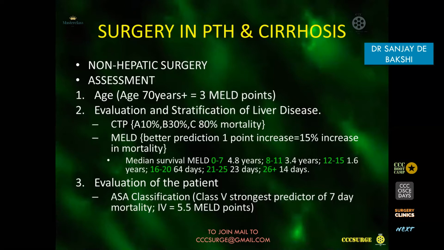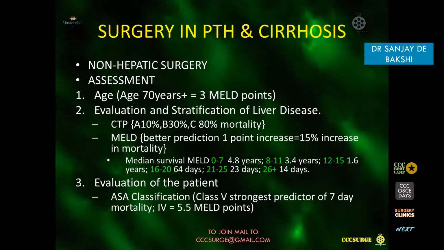The MELD gives you a definitely better prediction. Every point of increase, this is a very important point to realize, every point of increase leads to a 15% increase in mortality. And for the median survival for MELD, 0 to 7 is 4.8 years, 8 to 11 gives you 3.4 years. 12 to 15 MELD points give you 1.6 years. But the moment you go beyond 15, see how dramatically it goes down. 16 to 20 is in days, 64 days. 21 to 25, 23 days. And 26 plus is 14 days.